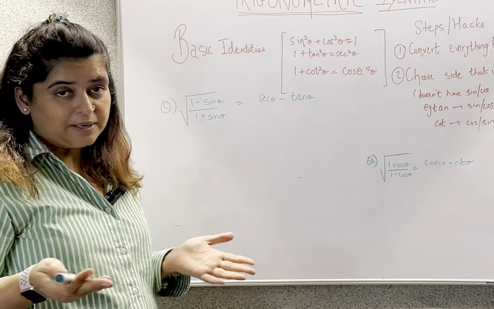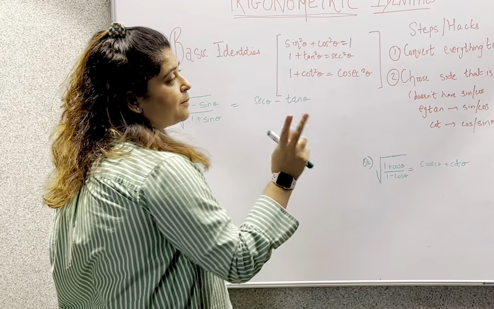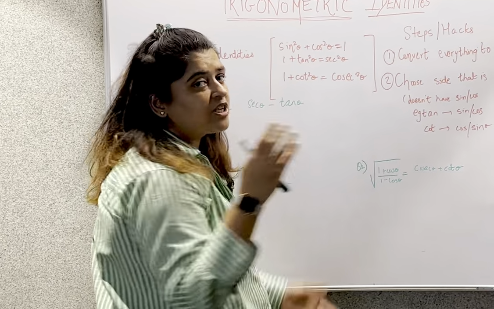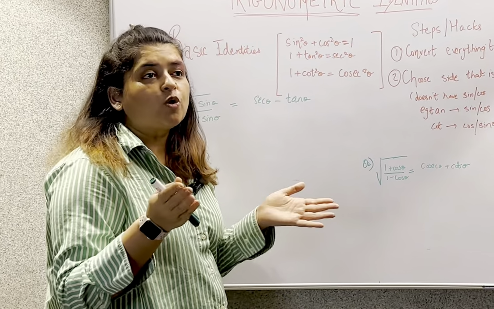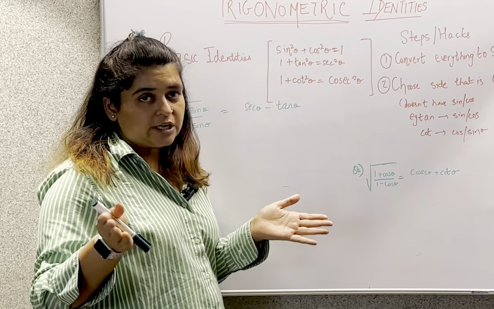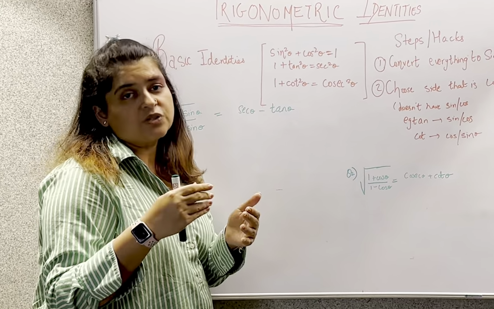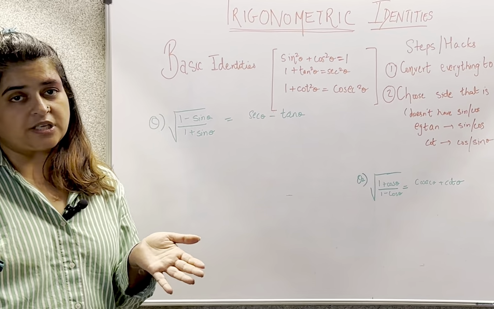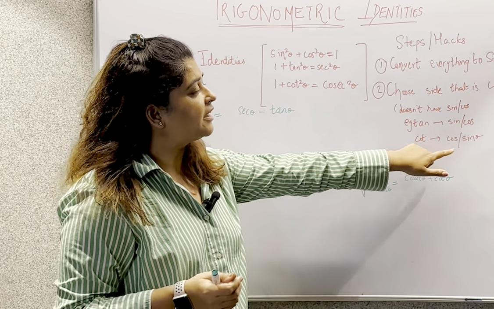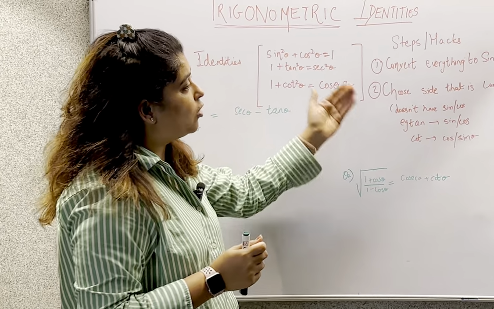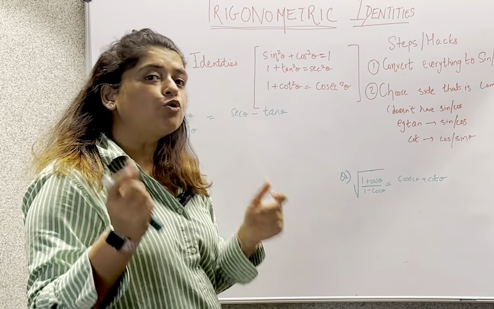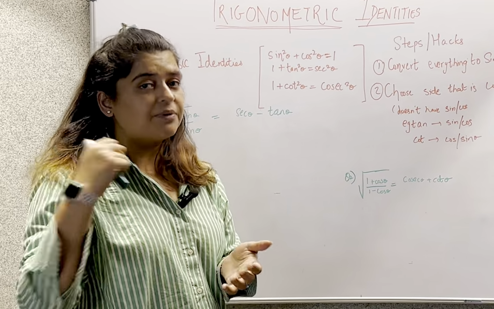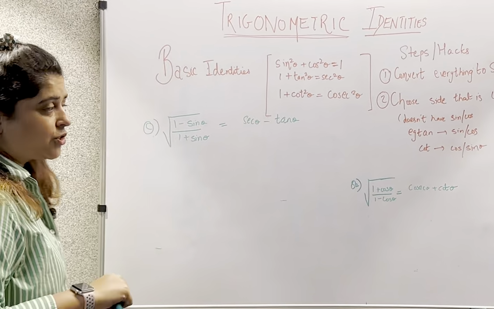I'm going to solve it for you one by one, but before that, two simple steps that you have to keep in mind. You have to convert everything to sine and cos, whichever side you choose. So suppose if your side has secant or cosecant or tan, convert everything to sine and cos. For example, if it is tan, then we can write it as sine theta by cos theta. If it is cot, then we can write it as cos by sine. And always choose the side which you feel will involve more steps rather than choosing a simpler side. Okay, come on, let's start the question.